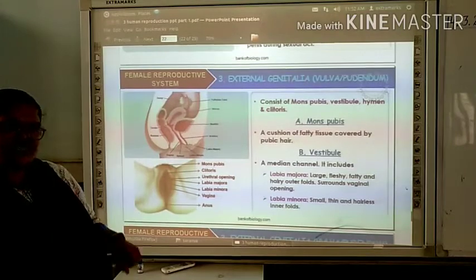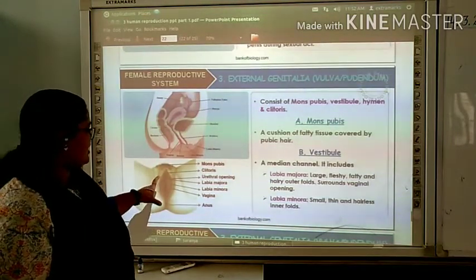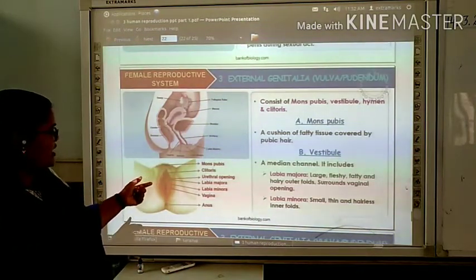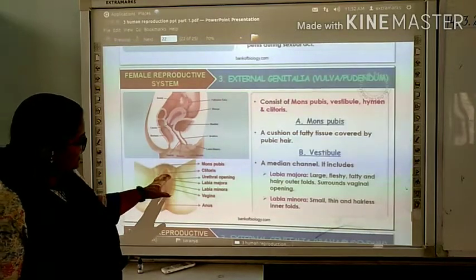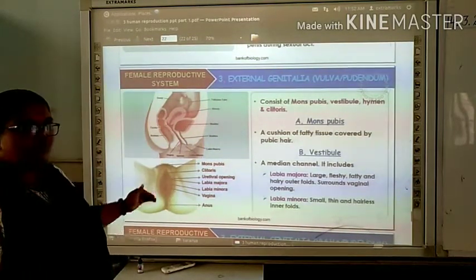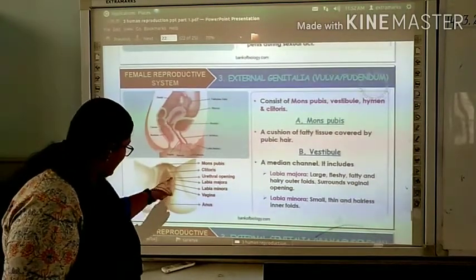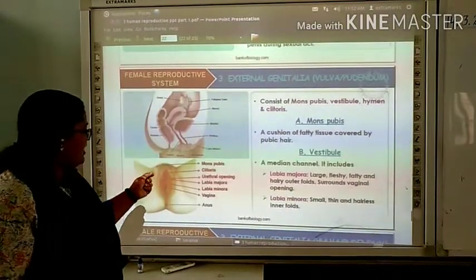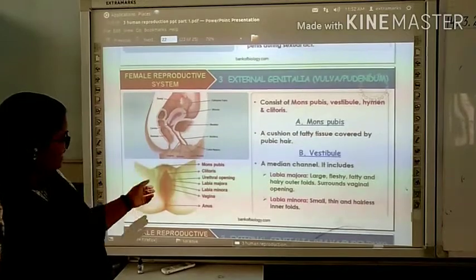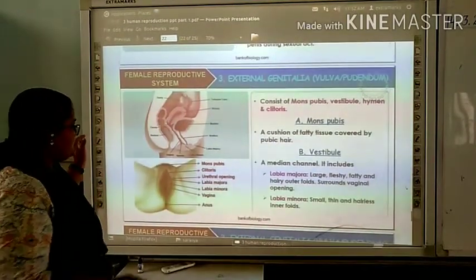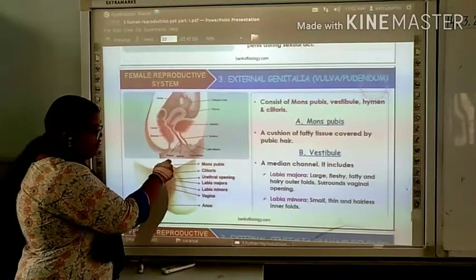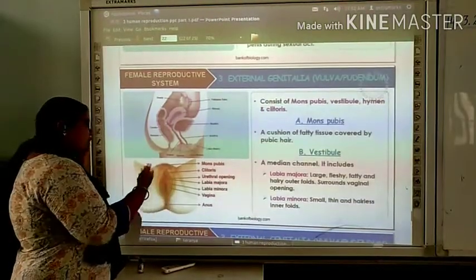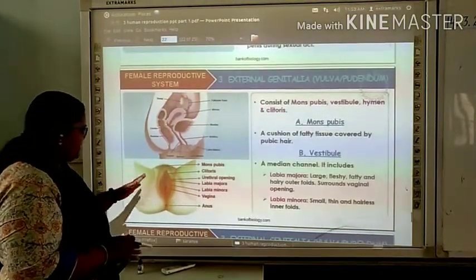And the second part is the vestibule. It's actually a kind of channel, right? And this vestibule includes the labia minora and labia majora. The labia majora is the outer part, a large fleshy fatty part which surrounds the vaginal opening. So we can say that it is just an extension of the mons pubis. Large fleshy fatty tissues are present there, and pubic hair will also be present in that part.